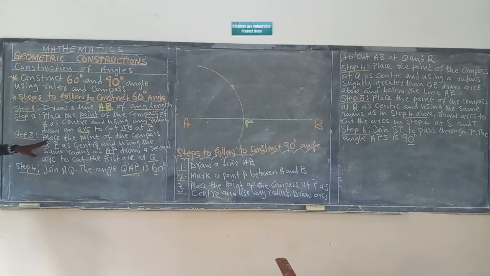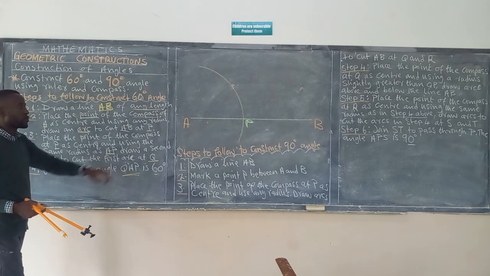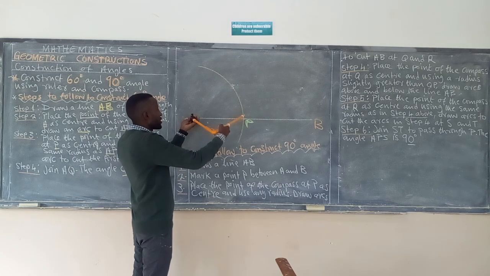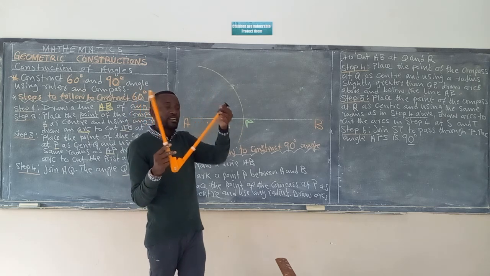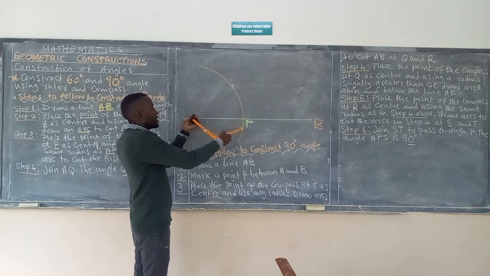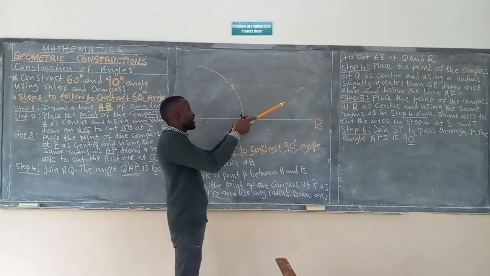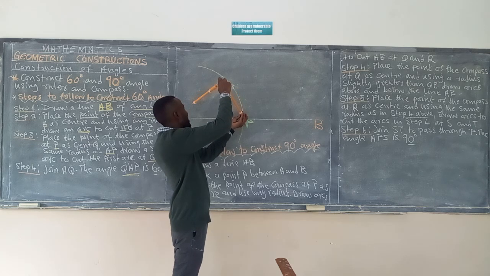Step 3. Place the point of the compass at P as center and, using the same radius as AP, draw a second arc to cut the first arc at Q. So, using the same radius, this radius we have drawn here. You see this arc we have drawn. Don't change the radius. Lift this sharp pin and put it where P is here. With the same radius, make another arc which will cut the arc that you have already drawn.